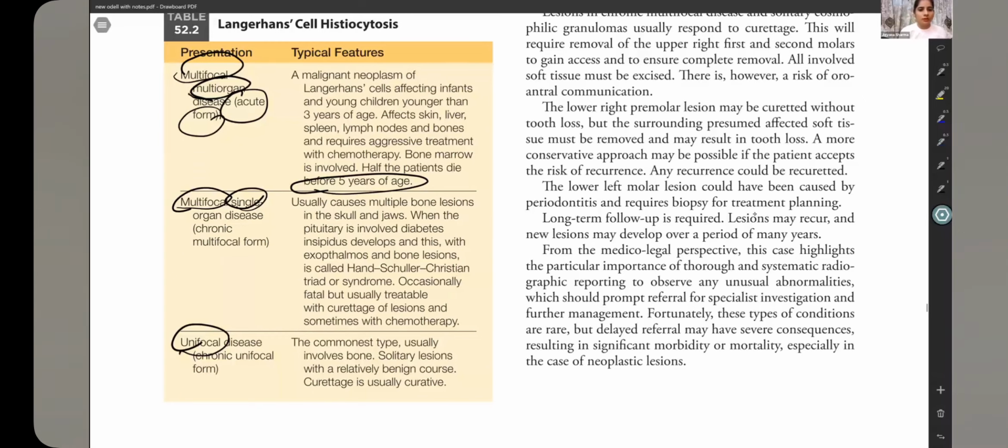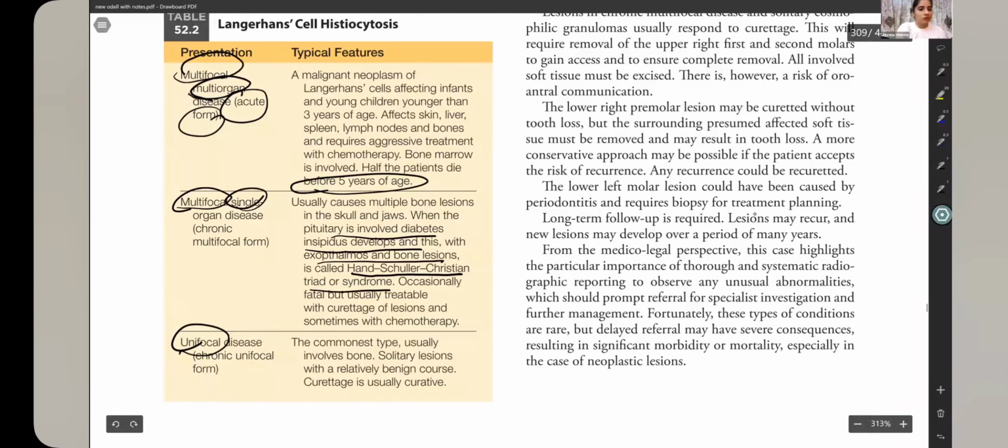Multifocal single organ is usually the benign one, and when the pituitary is involved, diabetes insipidus develops with exophthalmos and bone lesions. It is called Hand-Schüller-Christian triad or syndrome, and when you are treating it, curettage of the lesions and sometimes chemotherapy as an adjunct would be required. And unifocal disease is where there is just one single, solitary lesion. These solitary lesions have a benign course, and curettage is usually curative.